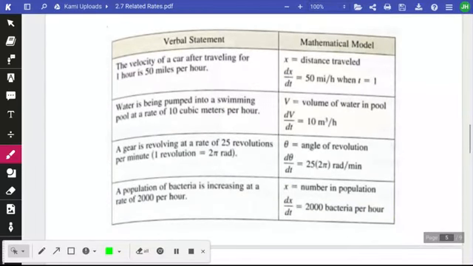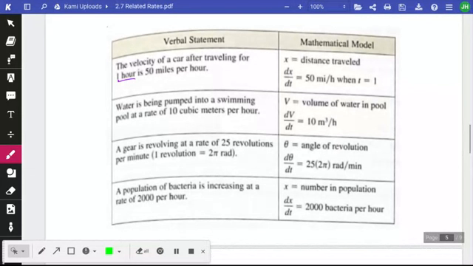All right, so here are some examples of how you would identify parts of it. So we have the velocity of a car after traveling 1 hour is 50 miles per hour. If x is your distance traveled, then your dx over dt, that rate of your distance traveled, is 50 miles per hour when t equals 1, because it says after 1 hour. So these are just examples you might refer back to if you're trying to figure out how to set up equations or what information is actually given.